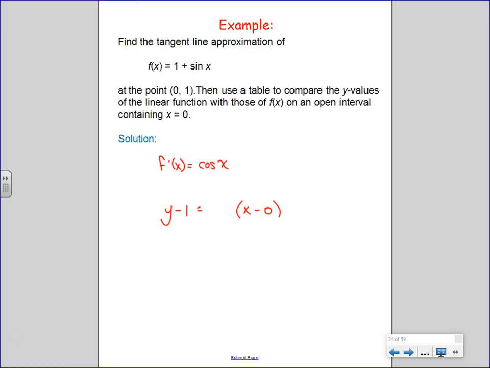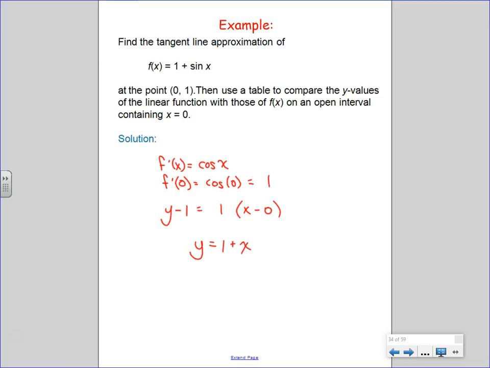Plug it in. Nope, that's not a line anymore. I need to find the derivative at 0. George said it's okay. Cosine of 0 is 1. So I have y equals 1 plus 1 times x, so y equals 1 plus x.